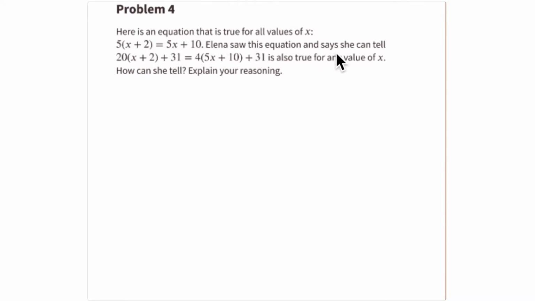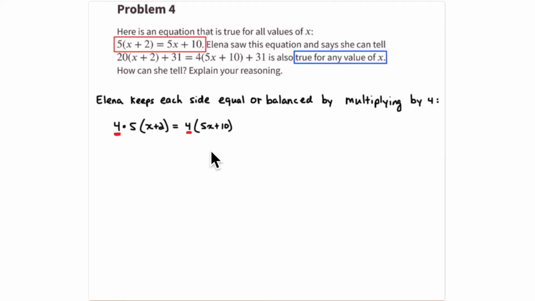Now Elena saw that this says that she can tell that this equation is also true for any value of x. So what is she doing? She has to see that if she looks at an equation for each side, for each expression, she has to see that the slope is the same and the y-intercept is the same. So true for any value of x. So Elena keeps each side equal or balanced by multiplying by 4.